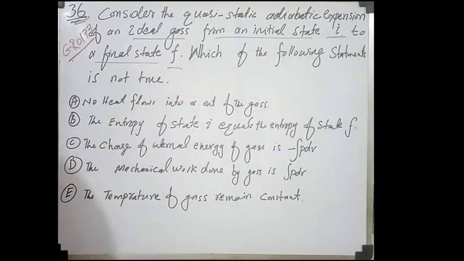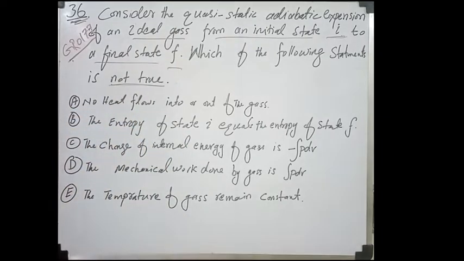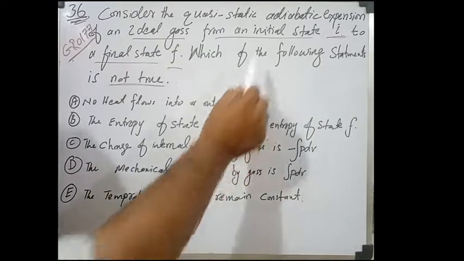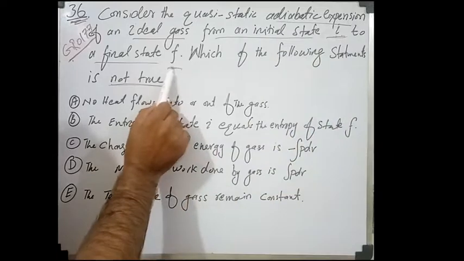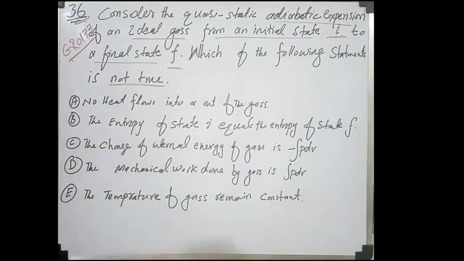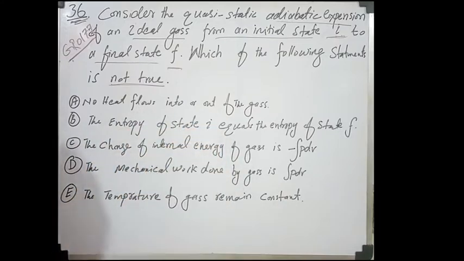Which of the following statements is not true? We have a gas which expands adiabatically from the first state I to the final state F. Which of the following statements below is not true? The very first statement is, no heat flows in or out of the gas.